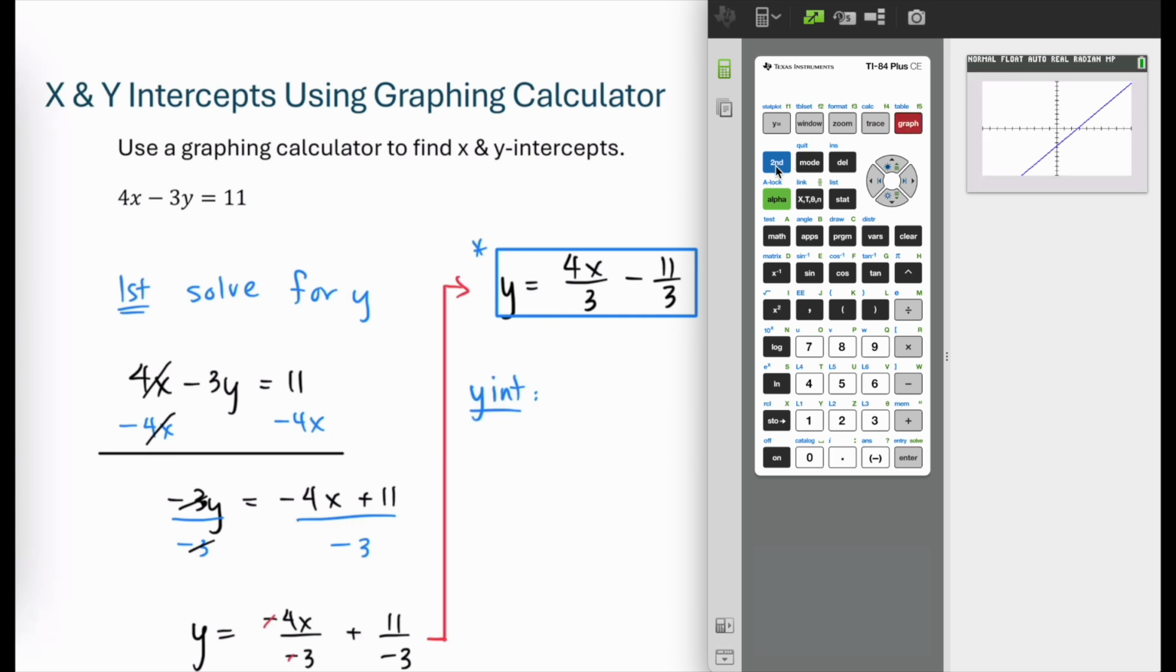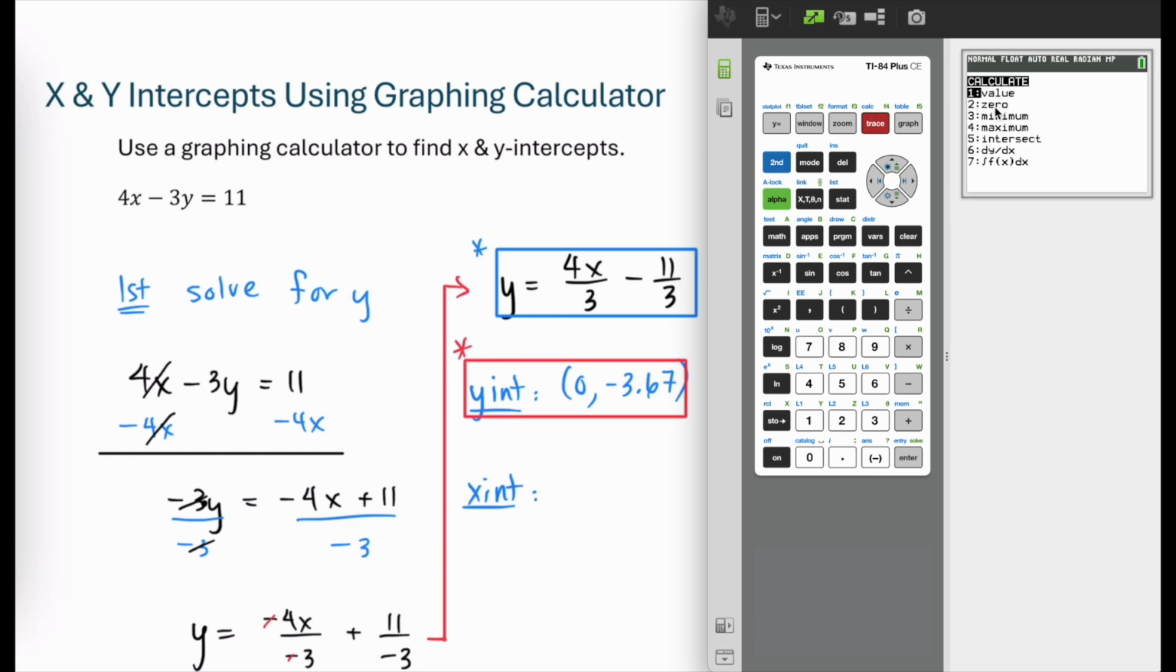So to get the y-intercept, we're going to select second and then the calculate function here, which is above the trace button. And we're looking for the value function, so we'll hit enter with our cursor next to the value function. And since a y-intercept is going to have an x-coordinate of 0, we just plug in 0 for x, and we see that 0 is the x-coordinate, and the y-coordinate rounded to 2 decimal places is going to be negative 3.67.